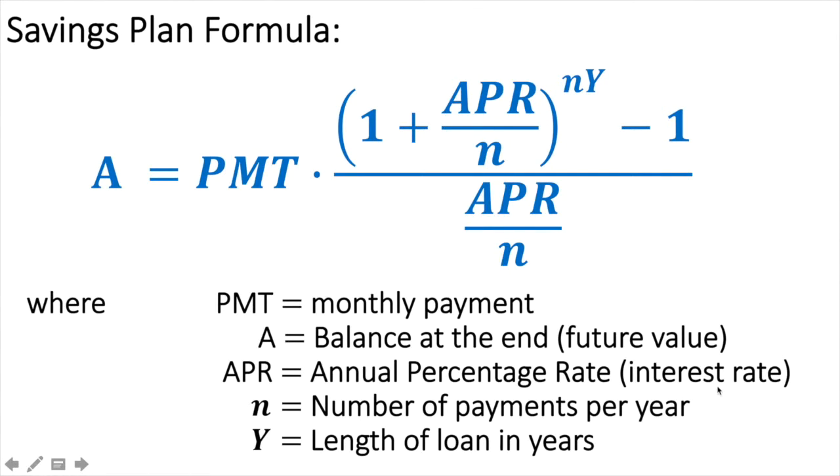APR, of course, is our interest rate. Notice that's located in two different spots. N is the number of payments per year. For what we're going to do today in this video, all of them are going to be 12, just because we deal with monthly payments. Y is the number of years that you're going to be investing with this.